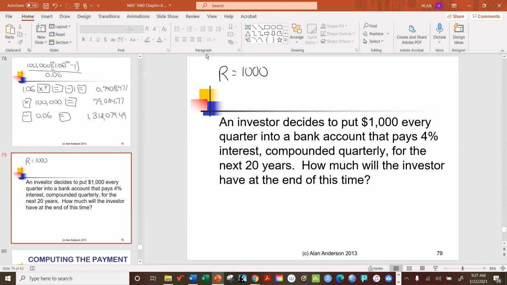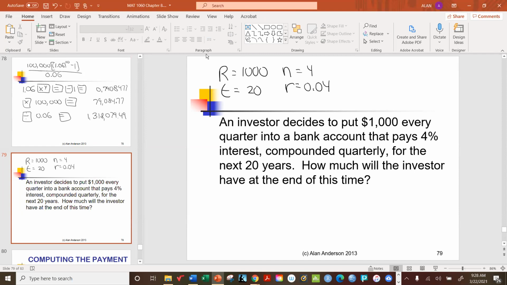Now, the time is actually 20 years. N is 4 for quarterly. So if you notice, the frequency of the investing equals the frequency of the interest payments, which is 4 times a year. And the rate of interest is 4%.